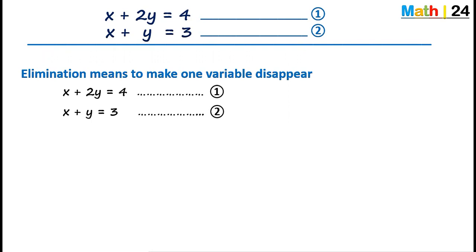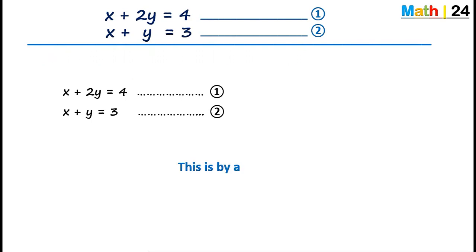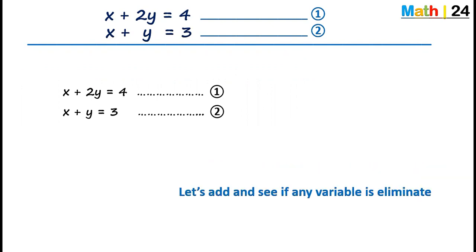Elimination means to make one variable disappear, which means that we are either going to be adding, subtracting, multiplying, doing whatever, but the end result is that one of the variables should disappear or be eliminated. This is done by addition, subtraction, or both. So let's add and see if any of the variables is eliminated.